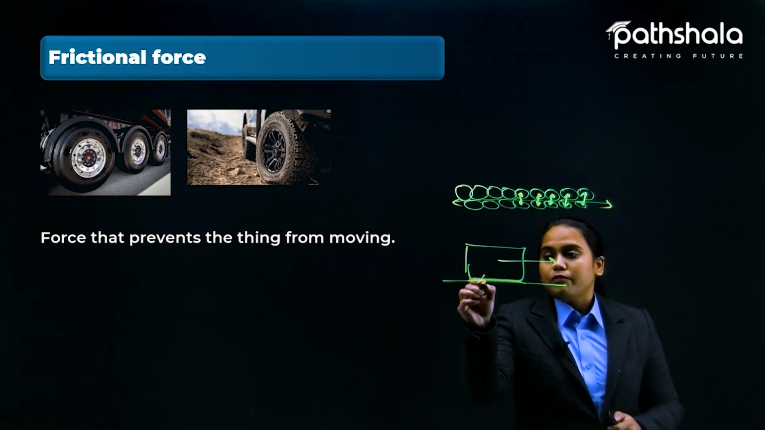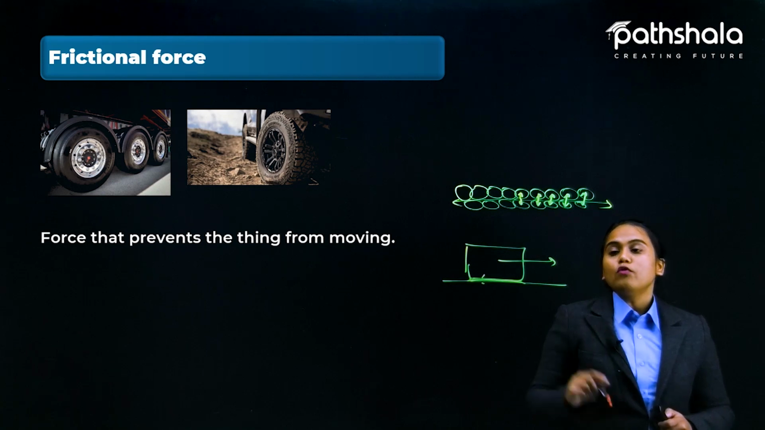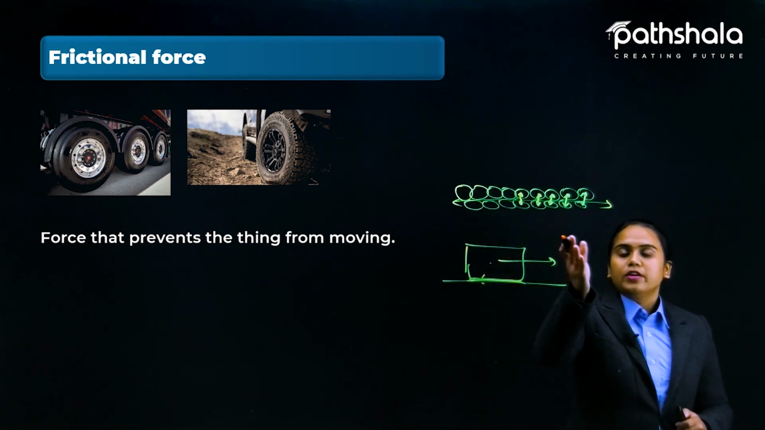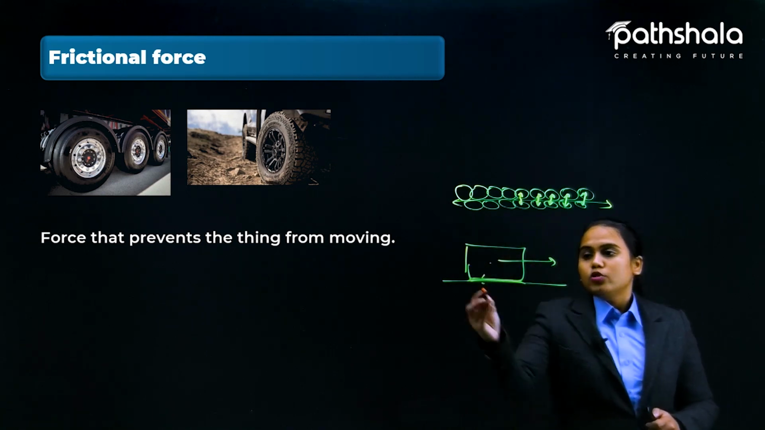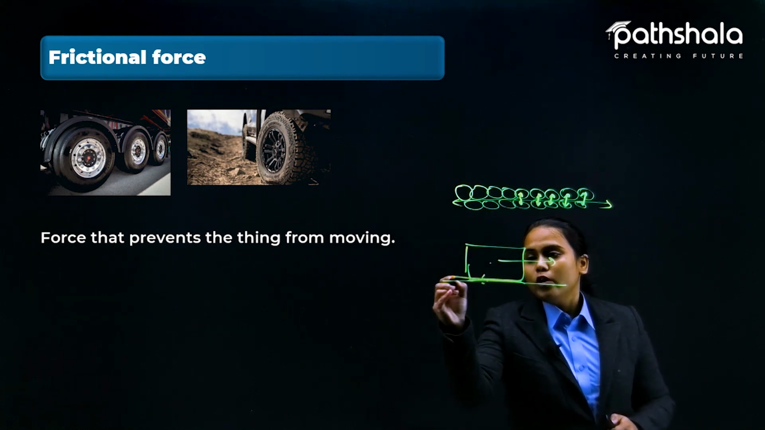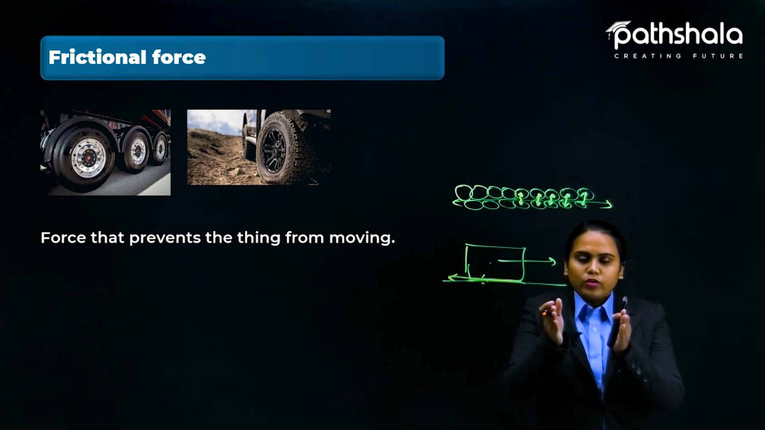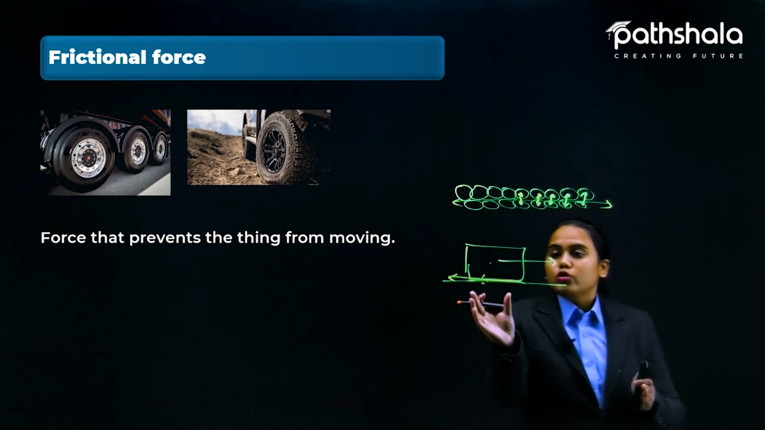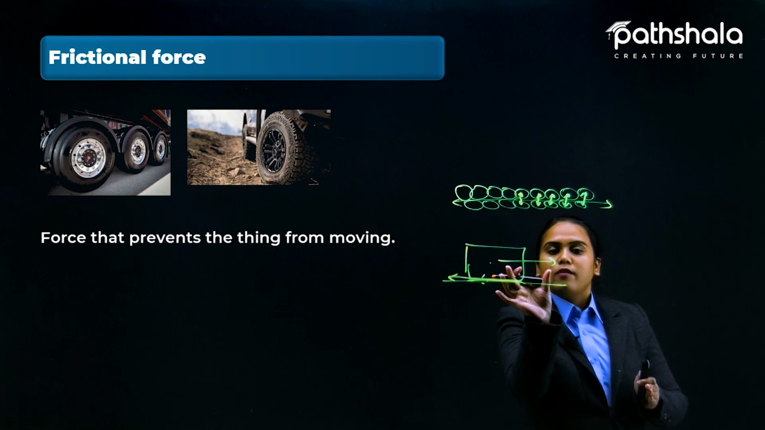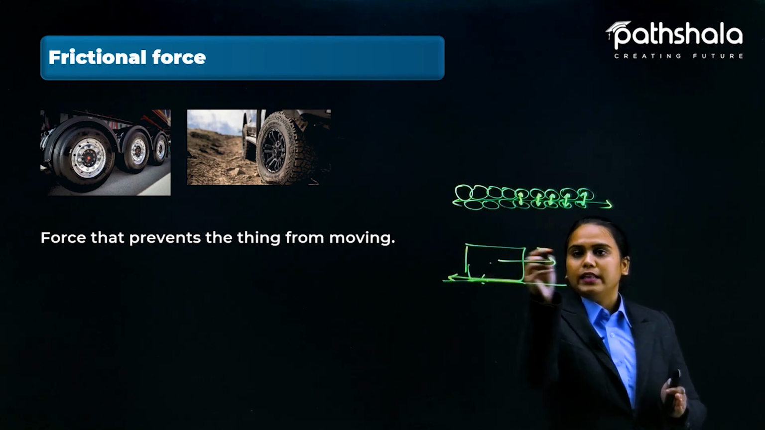But these two surfaces don't want to move the box from here to here. Fine. So the frictional force wants to move it in here. That means stay here only. Don't move from here to here. So this is applying in the opposite direction of this force. This force is moving in this direction.